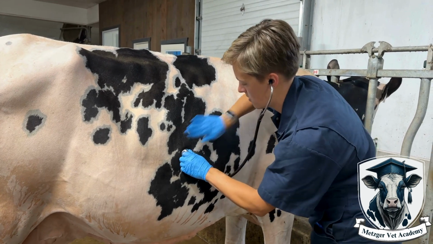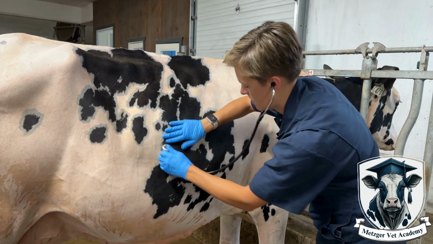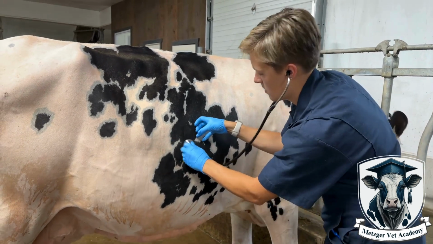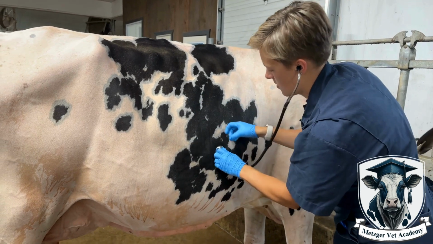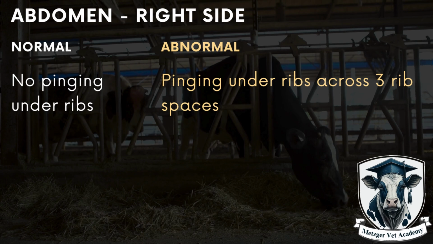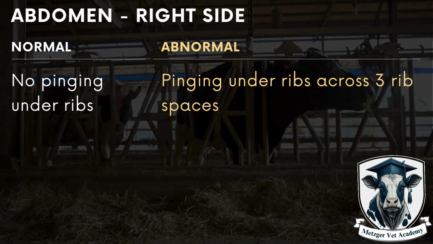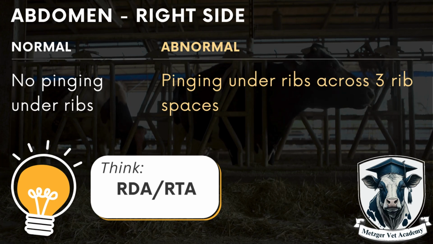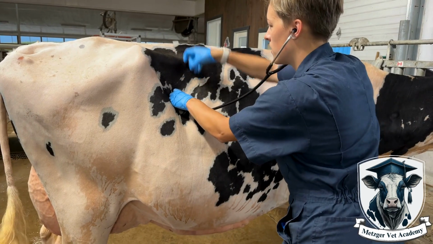An RDA ping will sound like a tight, high-pitched ping, just like an LDA. To confidently diagnose an RDA or an RTA, you will need to be able to find gas across 3 rib spaces. Intestines in an off-feed cow will often contain some gas, so it is not uncommon to hear gas on the right side of the animal, even if she is not displaced.